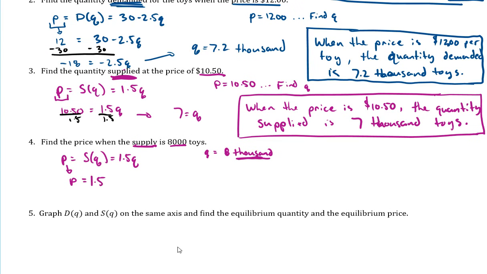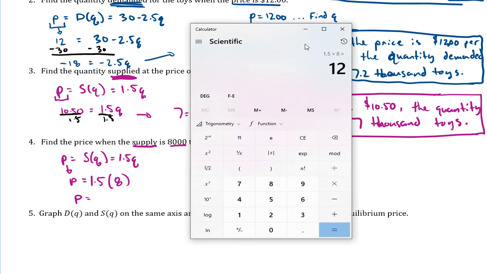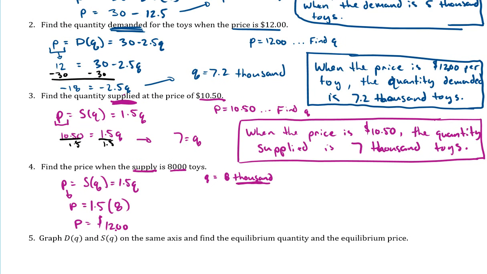Let's just plug in 1.5 times 8. And then from here, we could do that multiplication. I think it's 12, but let me verify. So 1.5 times 8. Yes, 12. So $12. Okay, so we're at $12.